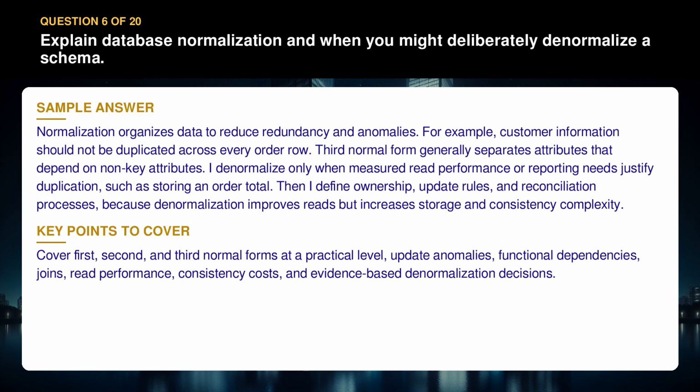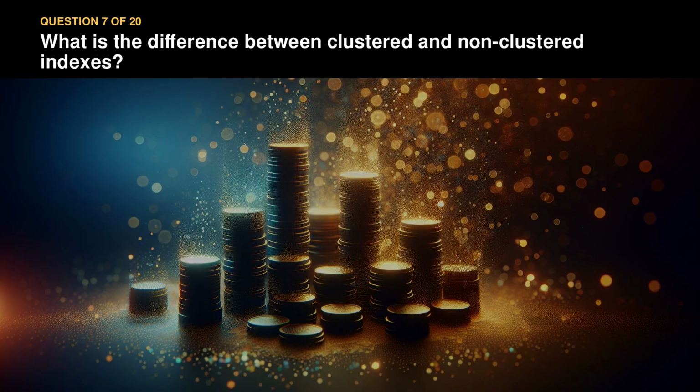Cover first, second, and third normal forms at a practical level, update anomalies, functional dependencies, joins, read performance, consistency costs, and evidence-based denormalization decisions.